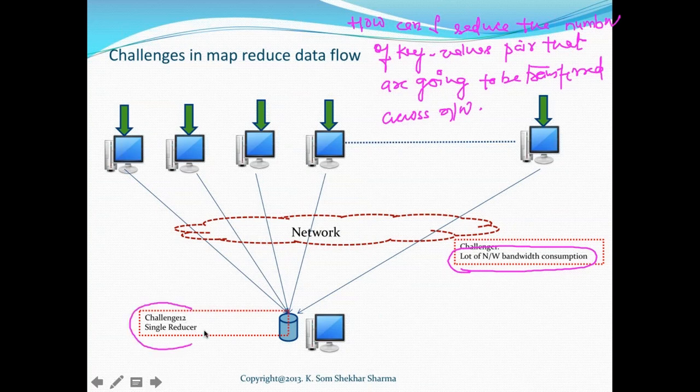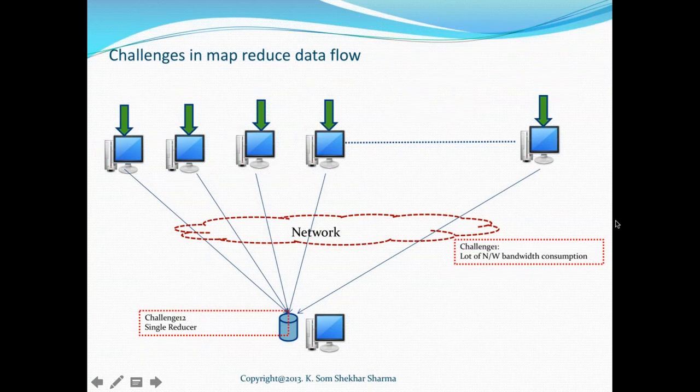The second challenge is the single reducer. What is the problem with a single reducer? We have already seen the diagram that the key value pairs output is stored onto the respective local file system. Here also it gets stored. If you have a lot of map tasks, let's say 100 map tasks, M1, M2, M3, M4, up to M100, each generates intermediate key value pairs, which can be thousands. They are going to be stored in the local file system onto the reducer. If you're running a single reducer machine, then the entire output is going to be stored on one single machine.